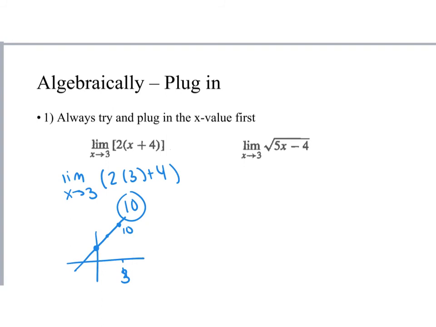Let's take a look at this other problem. Again, we're always going to start by plugging in. So we have the square root of 5 times 3 minus 4. So the square root of 15 minus 4, or the square root of 11. Again, this is another continuous function, so we don't have any jumps or any discontinuities to deal with. So the limit as x goes to 3 of the square root of 5x minus 4 is the square root of 11.